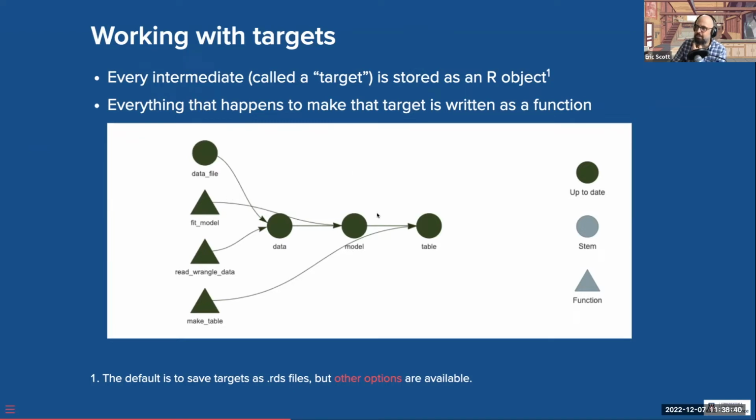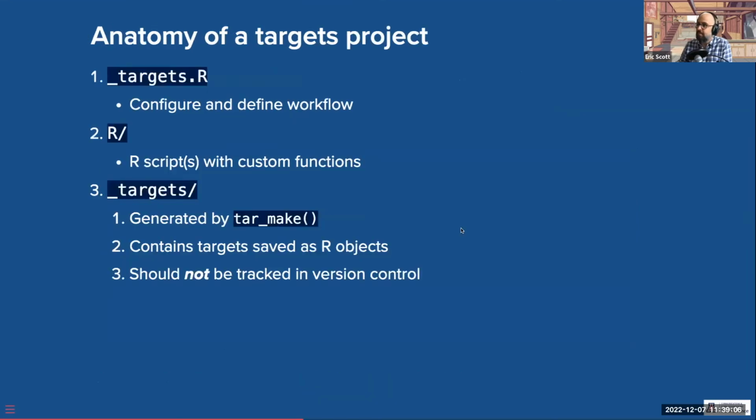I think I talked about this. So we saw this. We call these targets, these circles are targets, right? Everything, all these intermediate steps are stored as R objects in that _targets folder. That's sort of happening behind the scenes. And everything that happens to make a target is written as a function, which is a very different way of doing an analysis project in R, but I think has a lot of benefits.